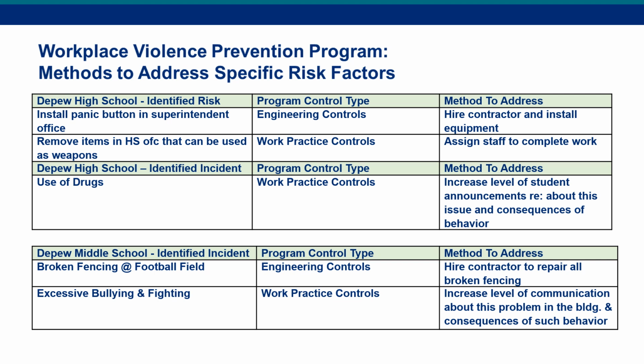Moving on to Depew Middle School, we have identified incidents of broken fencing at the football field and excessive bullying and fighting. Our program control types are then listed in column 2, and finally the method to address these incidents is listed in column 3.